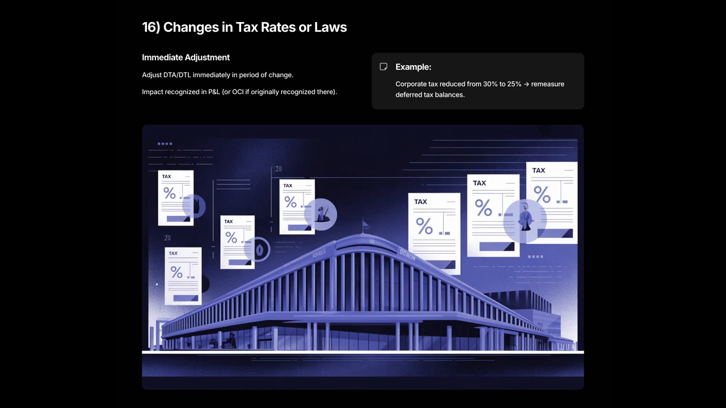Changes in tax rates or laws. Tax laws change, and so must your deferred tax balances. Whenever the tax rate changes, you must remeasure all existing DTA and DTL using the new rate.